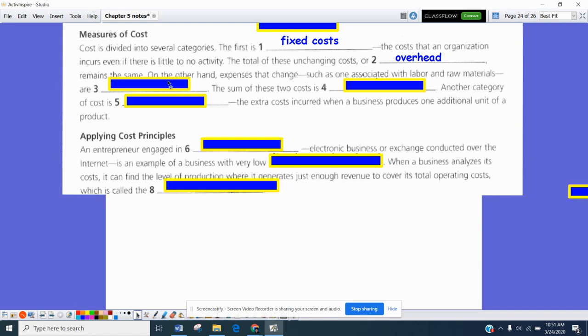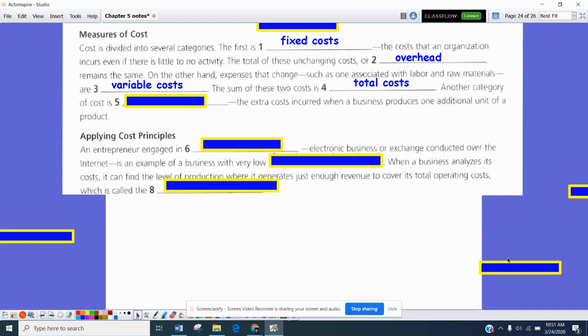On the other hand, expenses that change, such as one associated with labor and raw materials, these kinds of costs are known as variable cost. And they always determine what's happening with the market. So if there is a high demand for labor, typically the price for labor is going to go up. So the sum of these two costs is what we know as total cost.